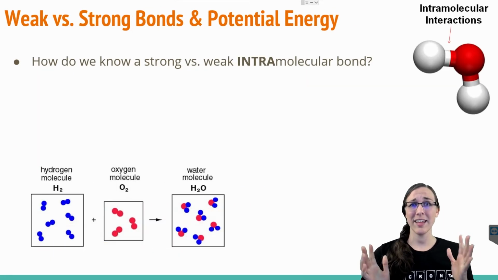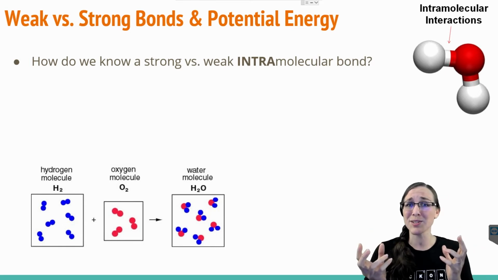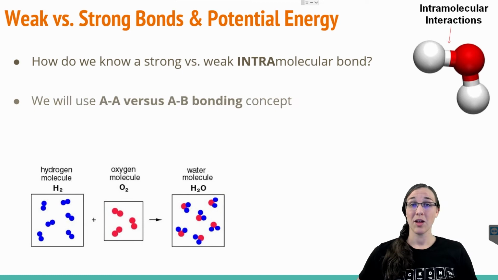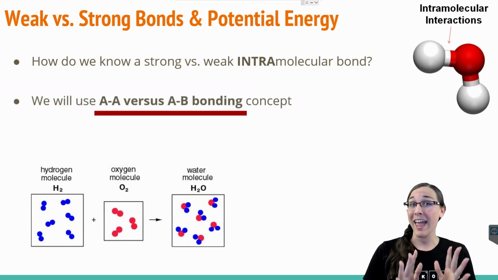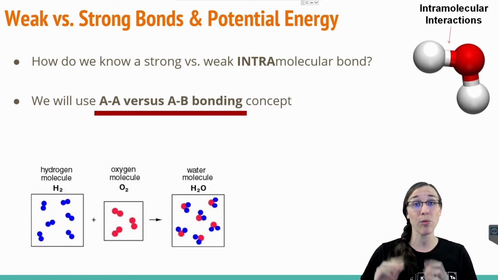So then we can also say that when the potential energy is at a maximum up high, that's its least stable state. Okay, that's great and all, but how do we know if a bond between two atoms is going to be a strong intramolecular bond or a weak intramolecular bond? We're going to use a concept called AA versus AB bonding to try and get an idea of where we have strong or weak bonds.